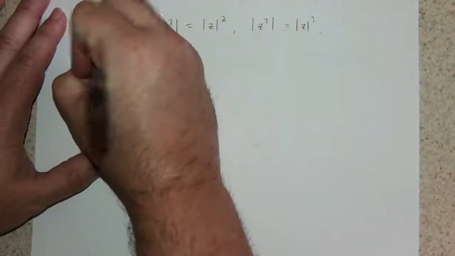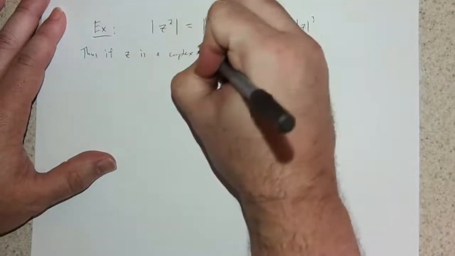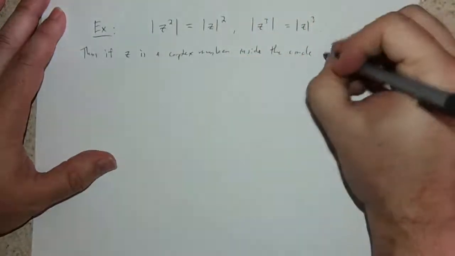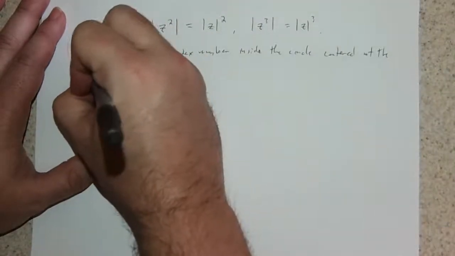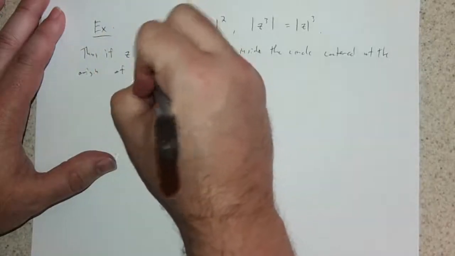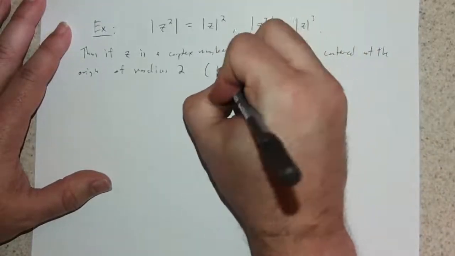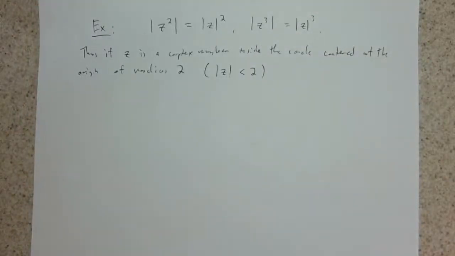Thus, if z is a complex number inside the circle centered at the origin of radius 2, what does that mean? Z is a complex number inside the circle centered at the origin of radius 2. This is just a long-winded way of saying that the modulus of z is strictly less than 2. Okay, using our previous notation here.